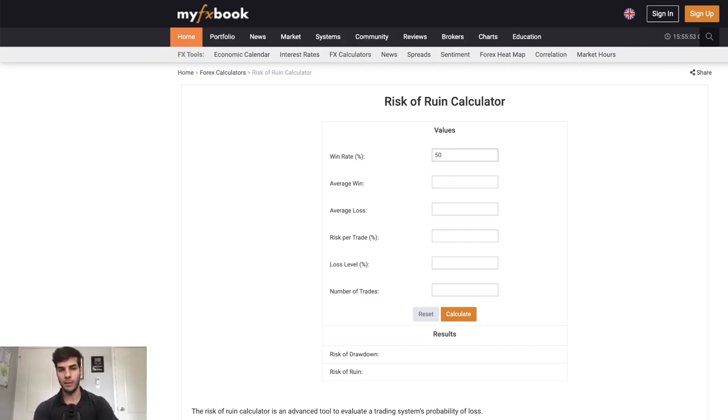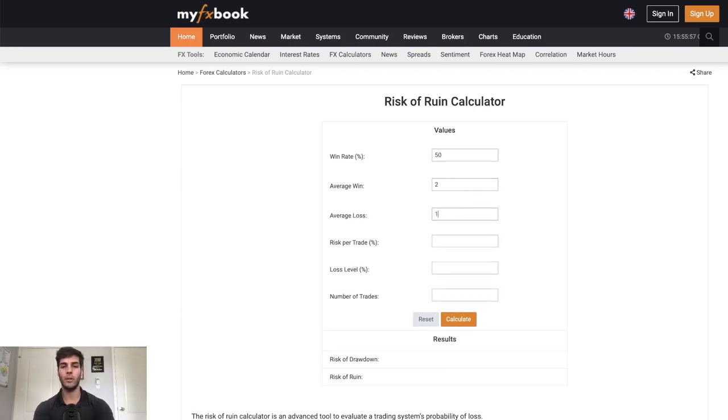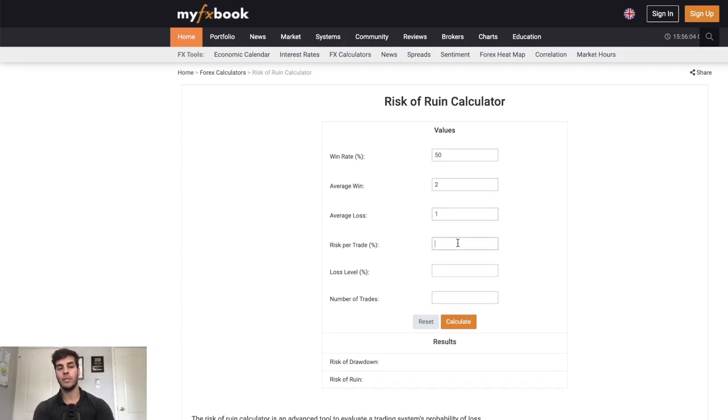Let's say a 50% win rate, and the average win is 2 R, so the average loss is 1. That's a 2-to-1 risk reward ratio. What we're going to do is see what happens if we risk 1%. This means that we're risking $500. So when we enter a trade, we're either going to lose 500 or we're going to make 1,000. That's what this is implying.